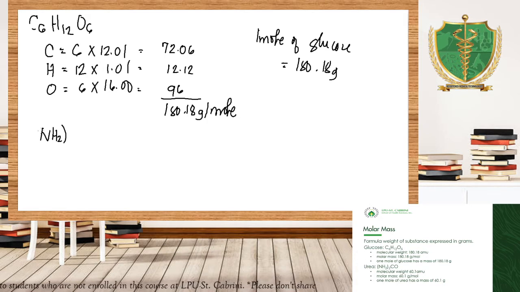Now, how about for urea? NH2 twice, CO. Okay. How many nitrogen? 1. How many hydrogen? 4. I'm sorry. Our nitrogen is 2.